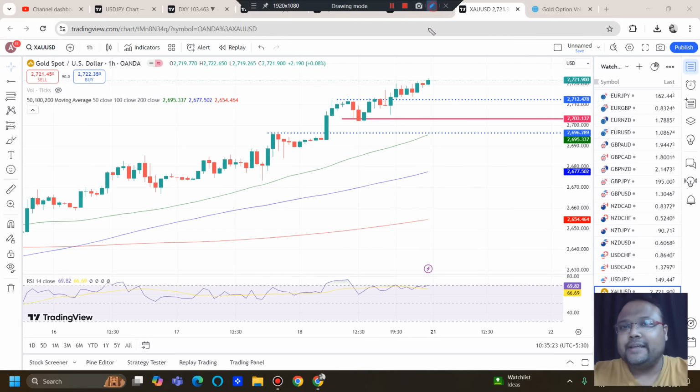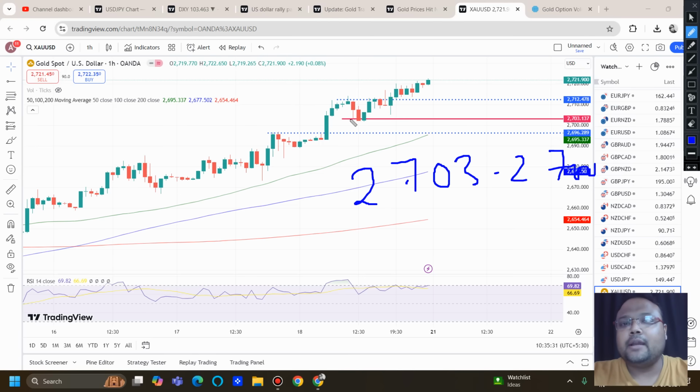Yes, we also have some immediate levels. We have an immediate level around 2703, 2700. Around this particular area we can also look for support. Not only because we have support around this area, but also because 2700 is a round number. So we can also look for support around the 2700 area as well.